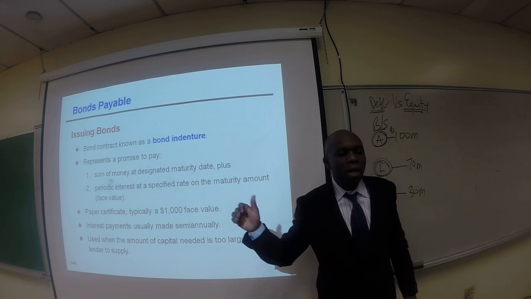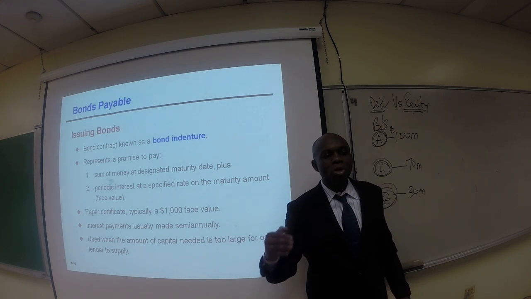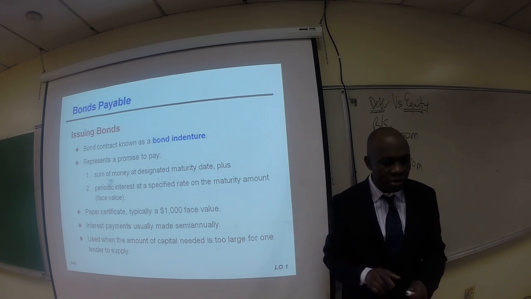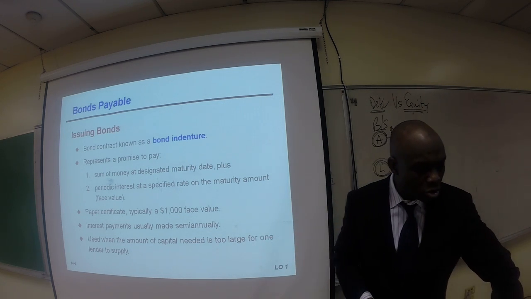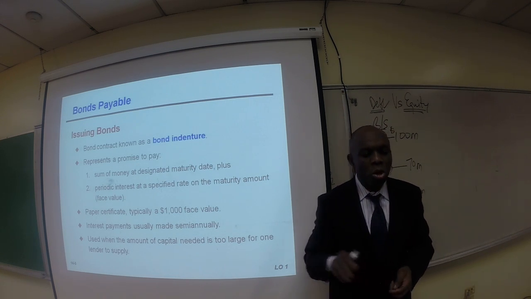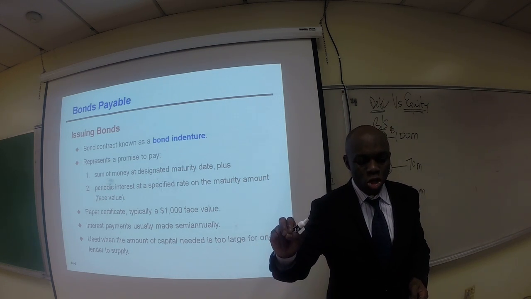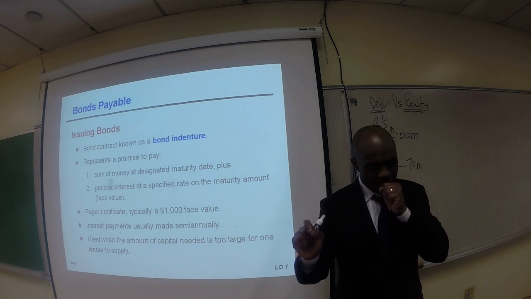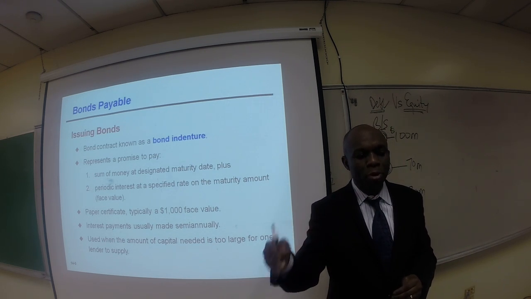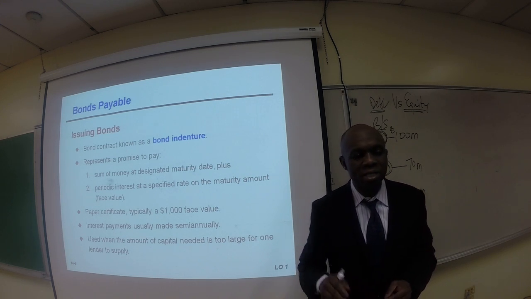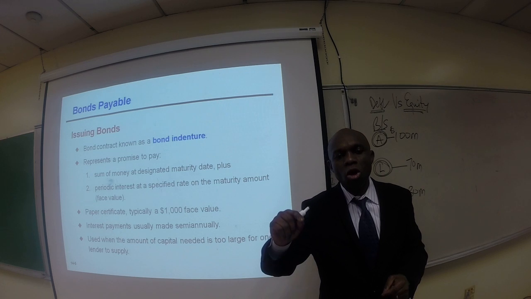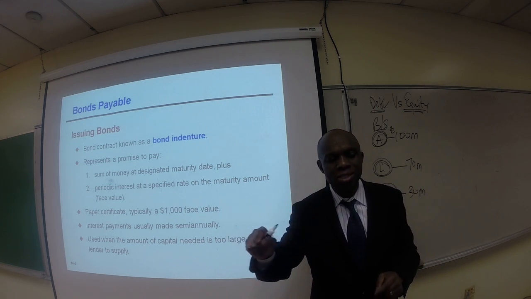So come back, we said that bond contracts are known as bond indenture. Now, something very important here. I want you to know that you shouldn't confuse bond indenture, which is a contract, with debenture bond. We are going to talk about that in a minute. Debenture bond is one of several types of bond.